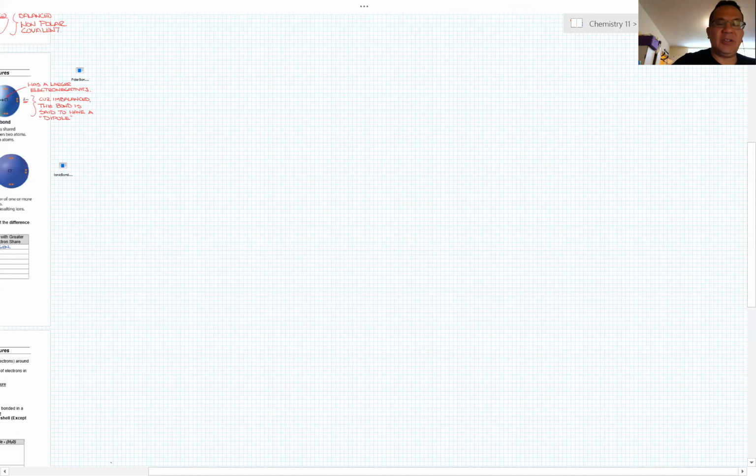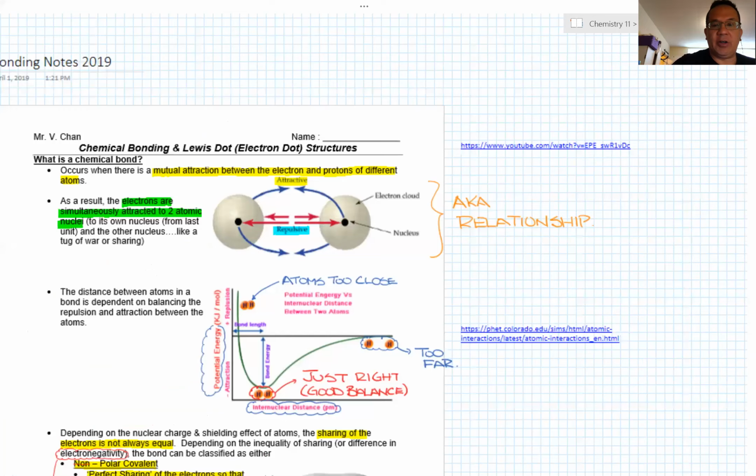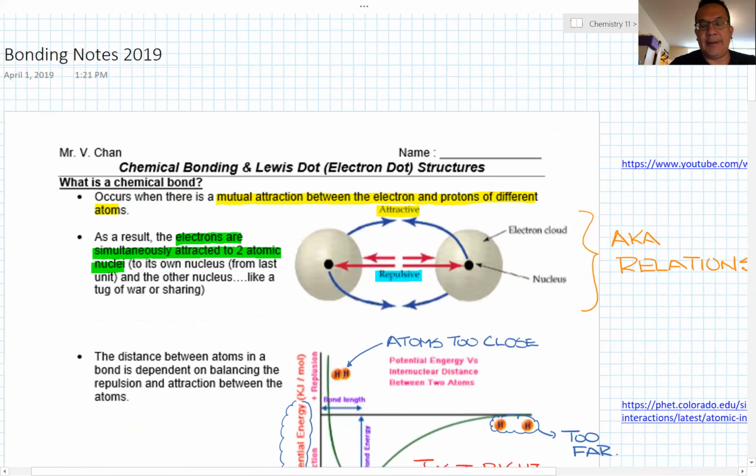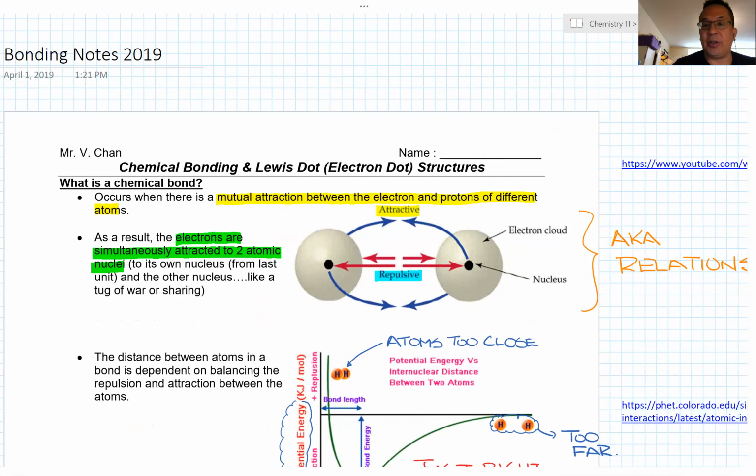Okay, so what I'm going to do is share the screen here. With the screen share, hopefully you recall what chemical bonding was: that mutual attraction between electrons and protons.